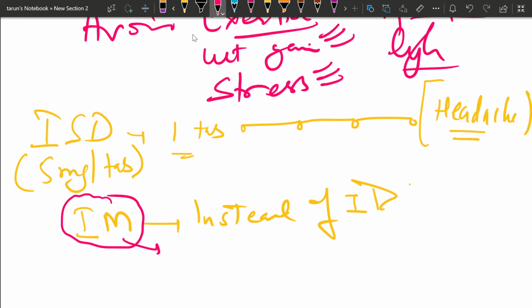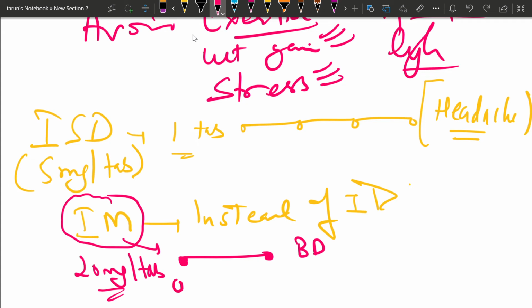It has to be taken. It's 20 mg per tab, and this 20 mg per tab you can give BD dose. It is given twice daily, 20 mg here and 20 mg here, and there is less risk of headache. So the actual timing: the first tablet of isosorbide mononitrate is given at 8 am, and the second tablet is given at 3 pm.